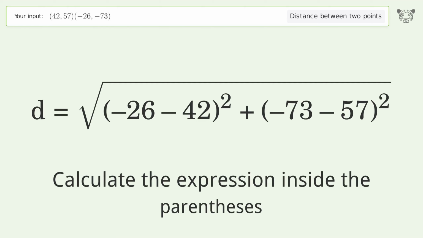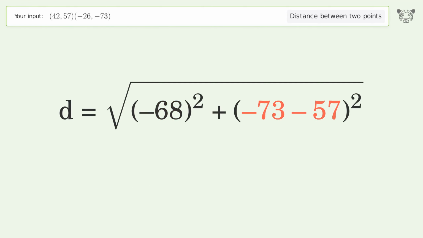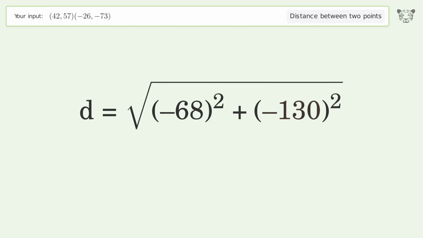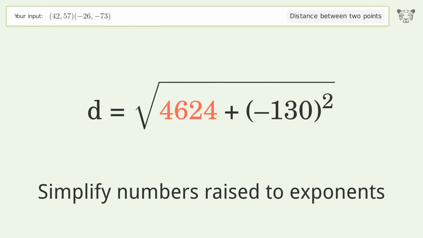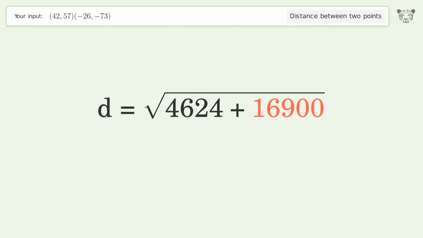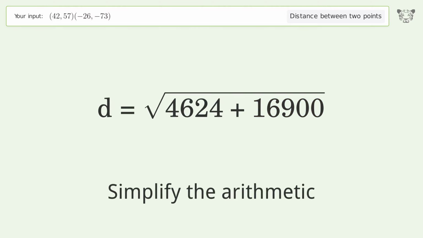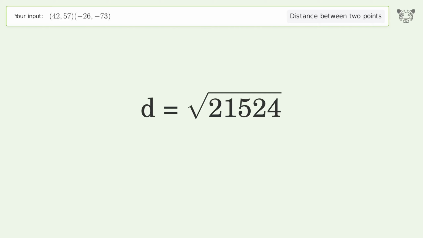Calculate the expression inside the parentheses. Simplify numbers raised to exponents. Simplify the arithmetic. And so the distance between the 2 points is the square root of 21,524, or 146.711.